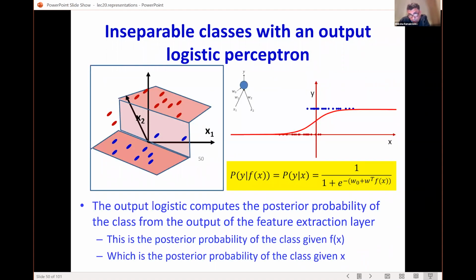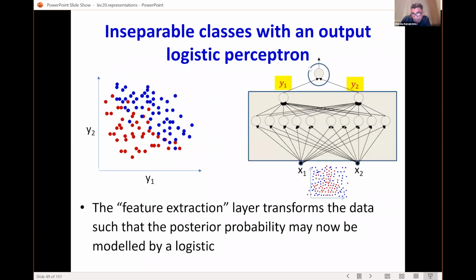And so now let's go back to what the output neuron is really doing, right? This output neuron is actually, what was it computing when I have a logistic function? What does the output neuron compute?